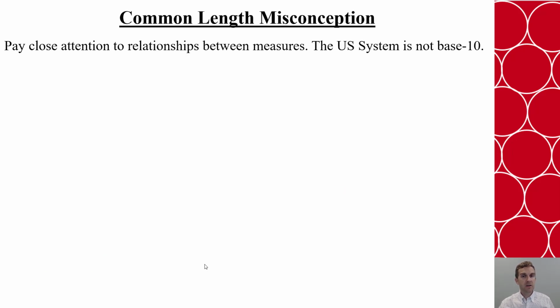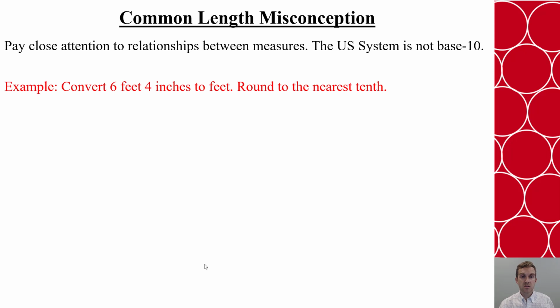Now, there's a very common misconception when paying attention to the length that students will treat the US system as if it's base 10, and it's not. You have to pay attention to those relationships and use the conversions that we know. So for example, if I ask you to convert 6 feet 4 inches to feet, and we're going to round to the 10th, a common misconception is the students will say that's 6 and 4/10 feet. It is not. And why?